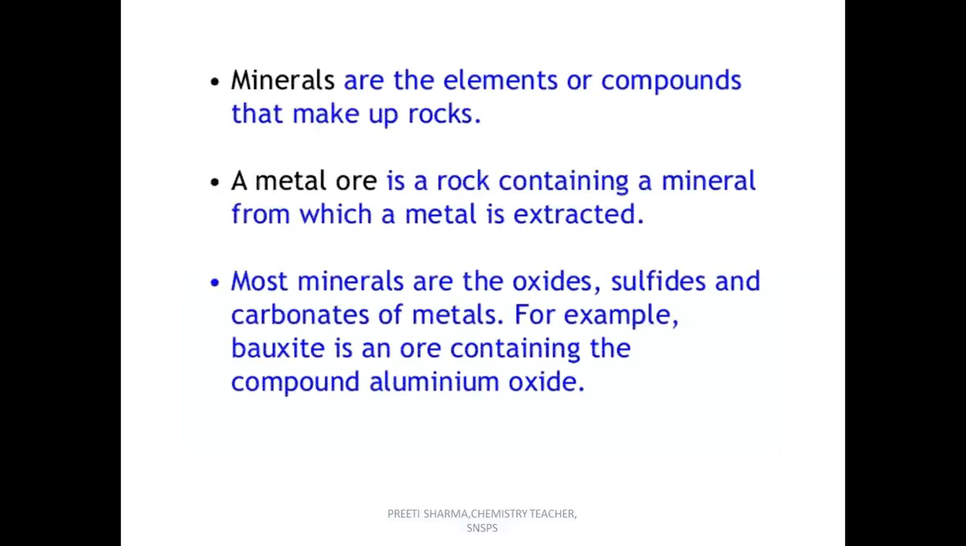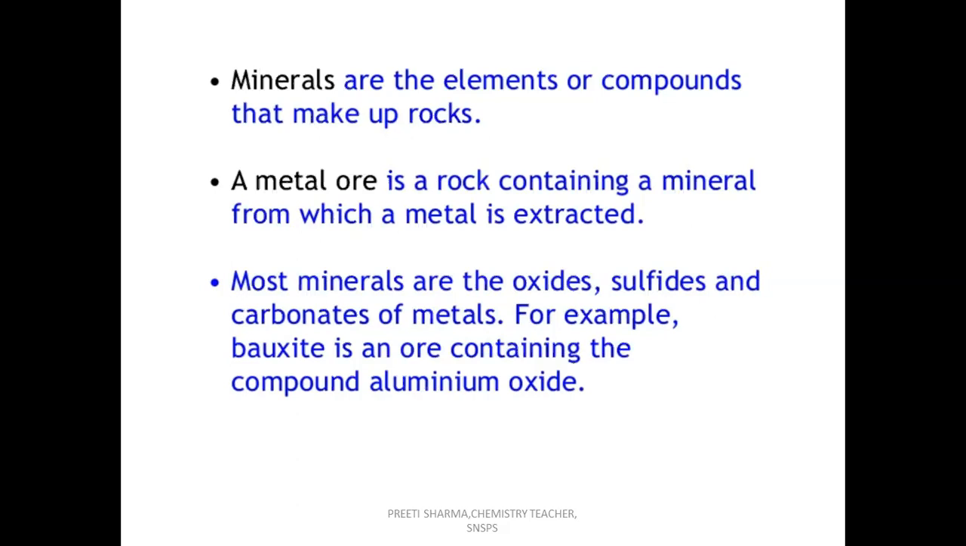So how to remove that? Some substances are added to remove it. They are known as flux. So flux can be defined as the substances which are used to remove the earthy impurities. They are known as flux, right? And the combination of flux and matrix or gangue is known as slag, right? So slag is a combination of impurities plus flux.